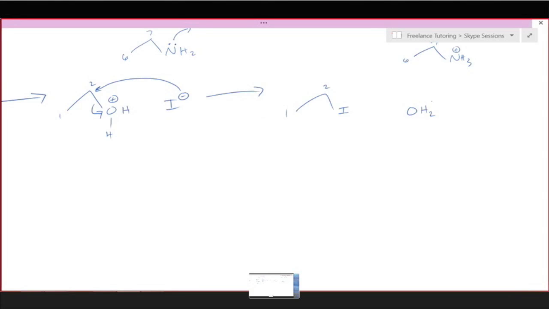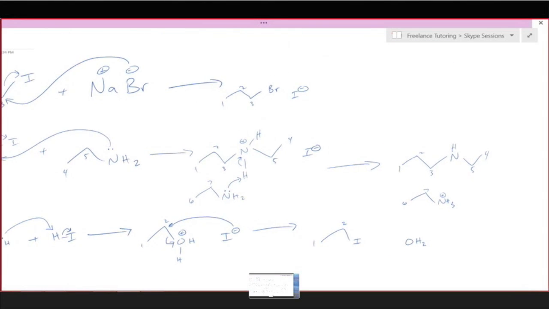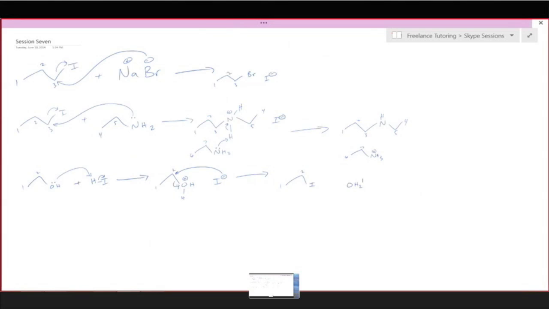Good. Let's scroll up or maybe zoom out so we can look at the last three problems. I tried to get them all on the screen. Good. Do you know what the name of the mechanism is in the first reaction? We haven't really been talking about names of reactions, but that's one of the most important reactions from the first semester. Do you know what the name of that reaction is?